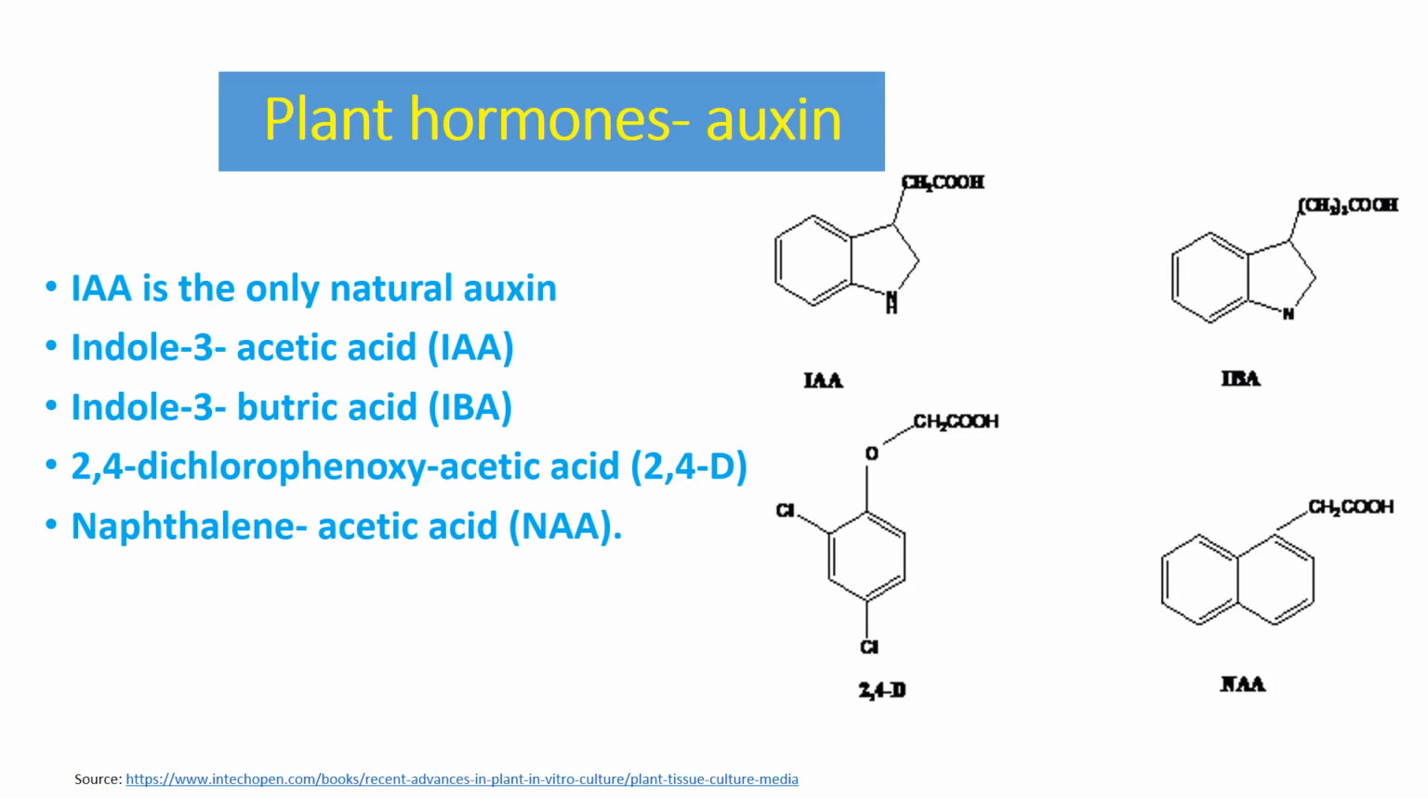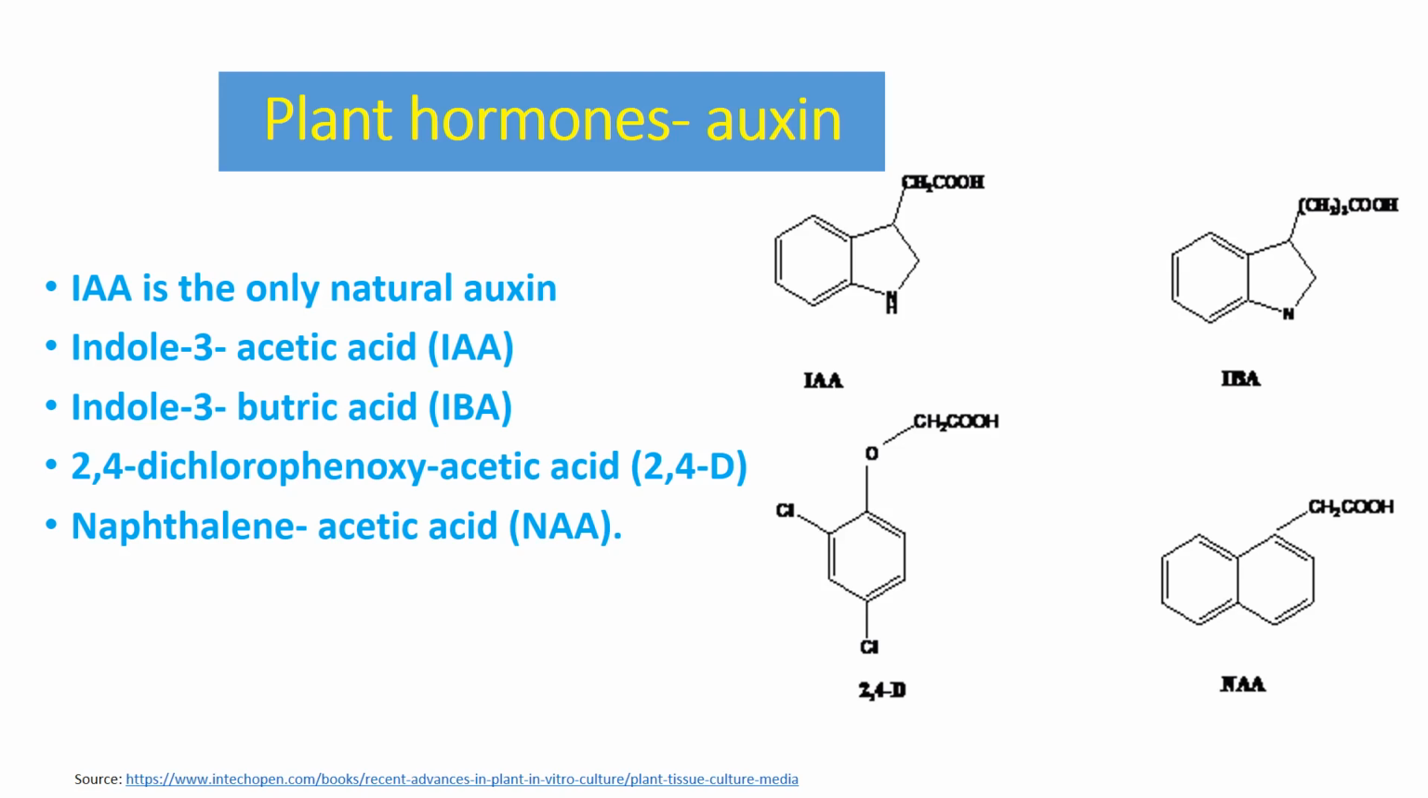Auxin can induce cell division. They can cause shoot formation and shoot elongation. They help in callus formation as well as root induction. Depending on the derivatives and the concentration, the function properties vary.